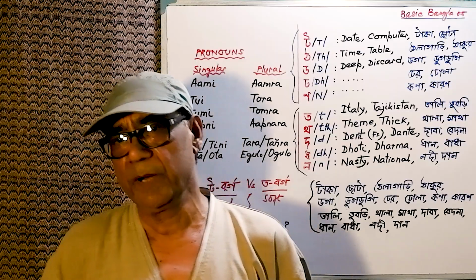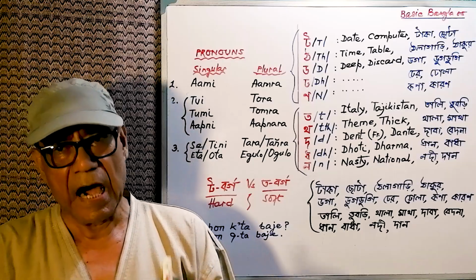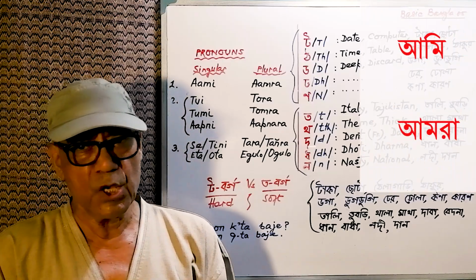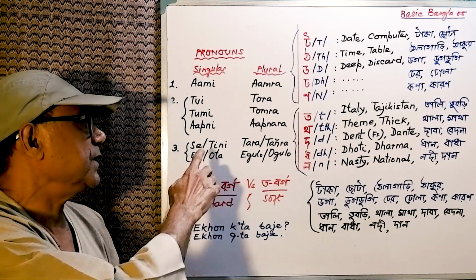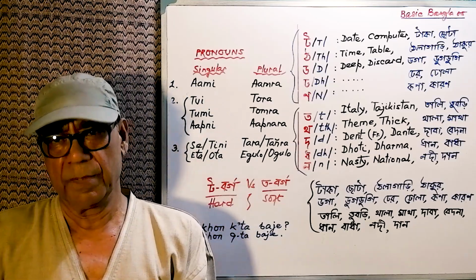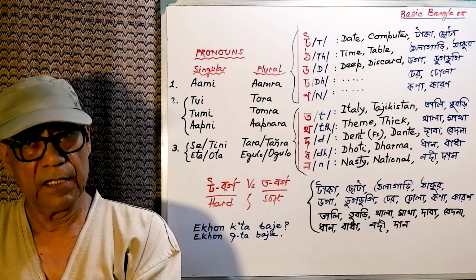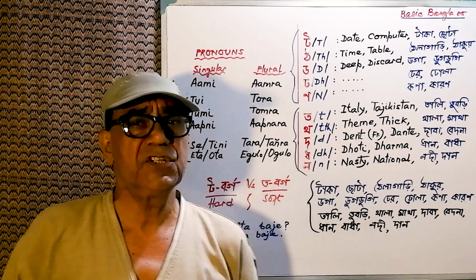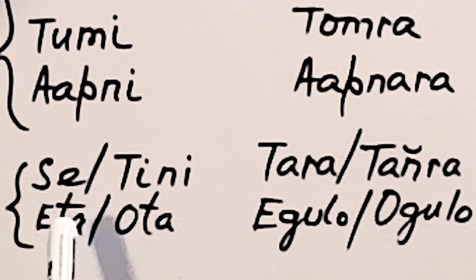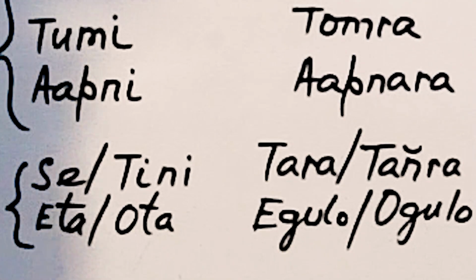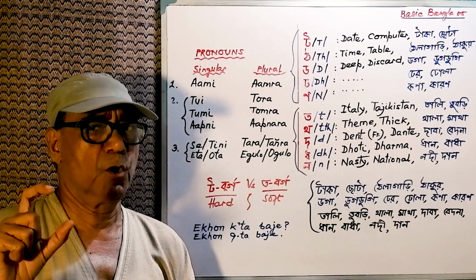And in the plural form, it becomes Aamra. I'm talking about pronouns, yes. Aami, Aamra. I, we. You, Tumi, tomra. Second person, we have other forms also, but at present, just learn Tumi, tomra. And he becomes se, and they becomes tara. We have other forms. Just try to remember these basic forms.